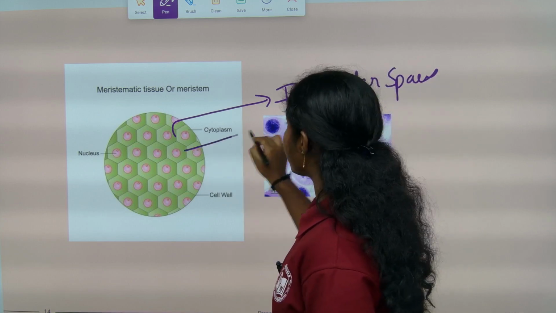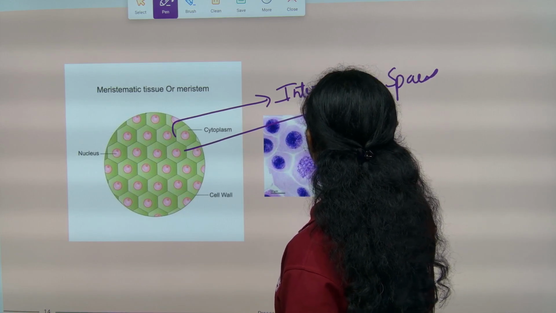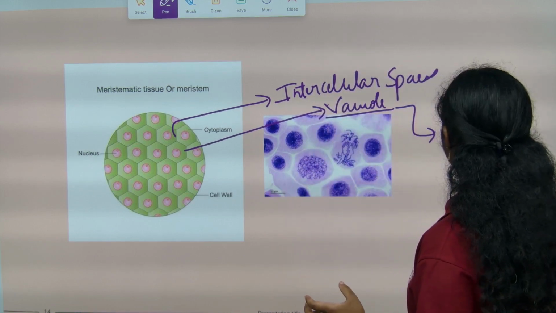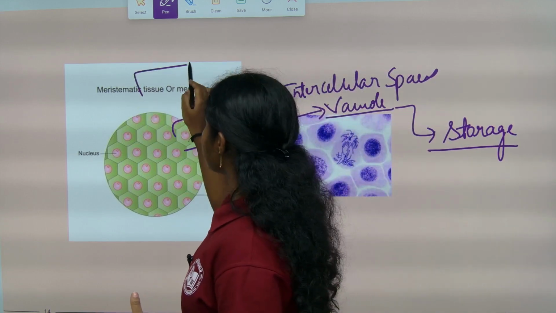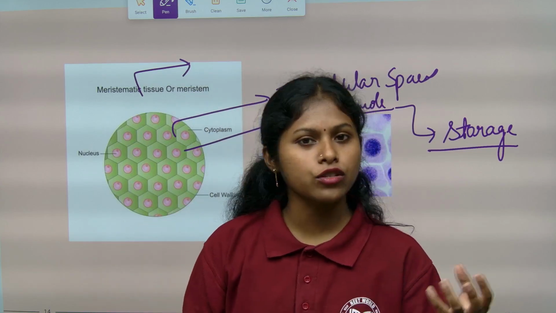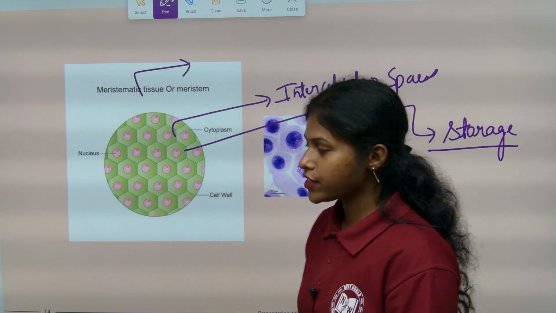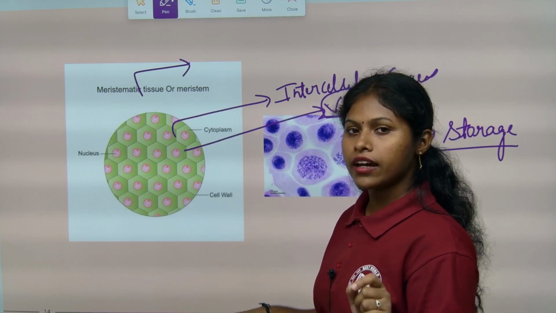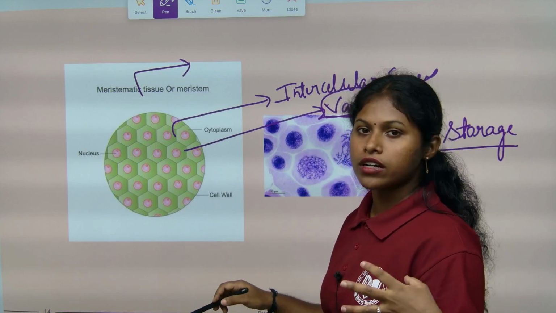And also it doesn't have vacuoles. What is the function of the vacuole, children? The function of the vacuole is storage. Meristematic tissue is nothing but actively dividing cells. So if they are actively dividing, what is the point of storage? There is no point of storage. Dividing cells do not require any storage. That is why vacuoles are mostly absent. If present, they are not well functioning.